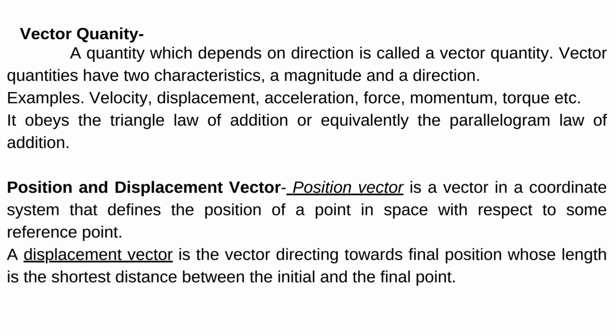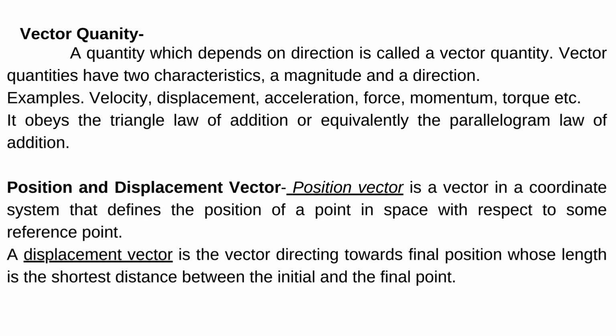Vector quantity. A quantity which depends on direction is called a vector quantity. Vector quantities have two characteristics, a magnitude and a direction. Examples: velocity, displacement, acceleration, force, momentum, torque, etc.